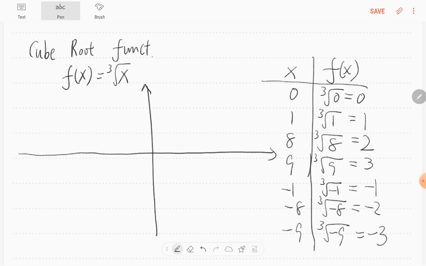Okay, so when x equals 0, it's equal to 0. This is the 0, 0 point, right? When x equals 1, y equals 1, so 1 is here. When x equals 8, counting 1, 2, 3, 4, 5, 6, 7, 8, this is the 8, y equals 2, so it's here. When x equals 9, y equals 3.